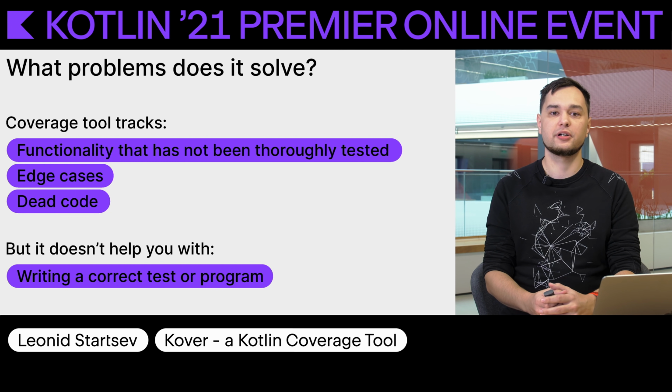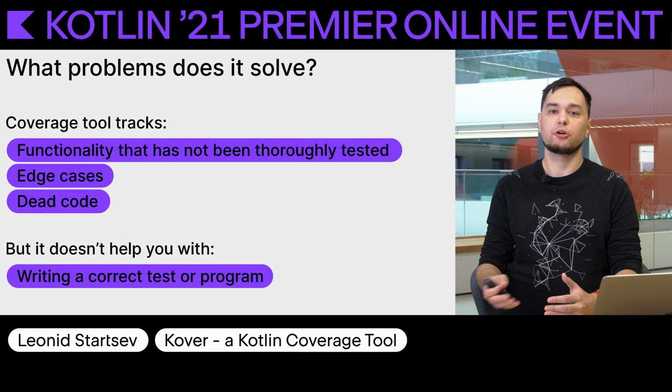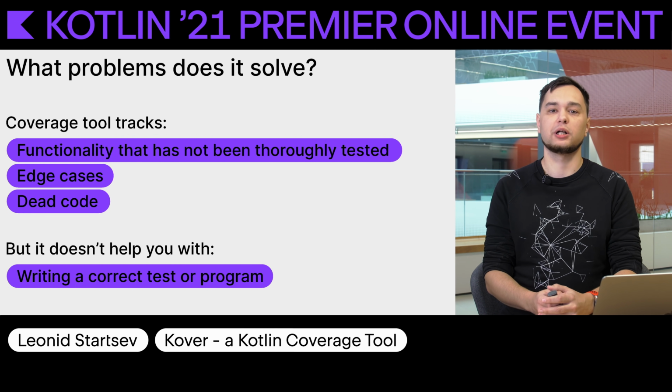However, you should remember that coverage tools don't help you with writing a correct test or program, because if you wrote an incorrect test for an incorrect program, you might get 100% coverage, but they would still be incorrect. So let's now take a look at how a coverage tool works.